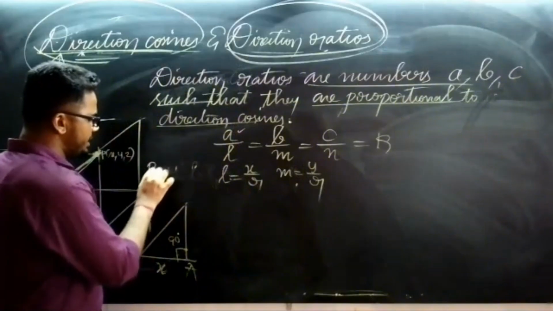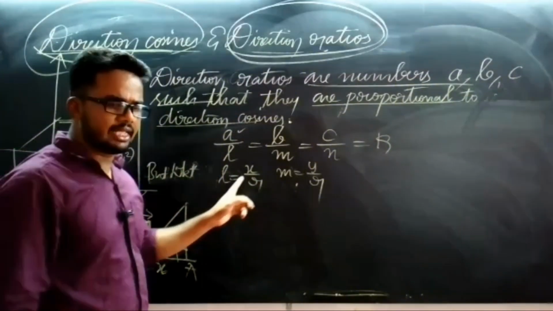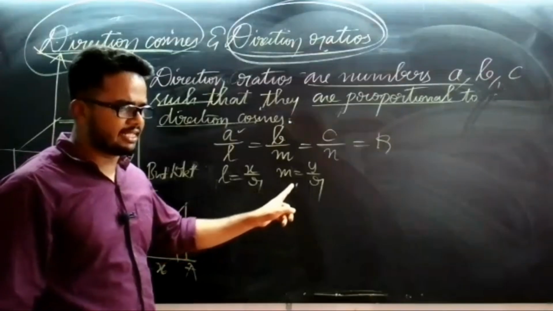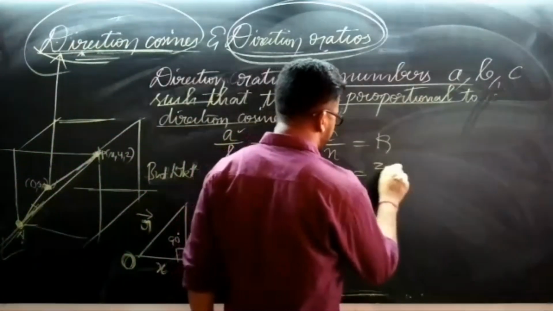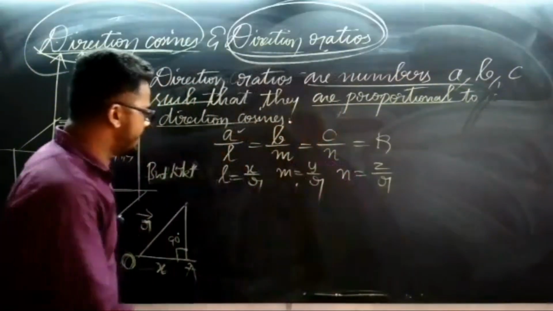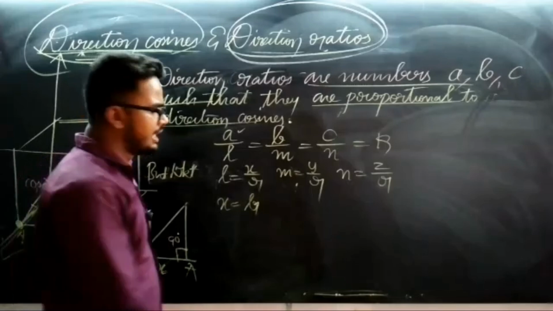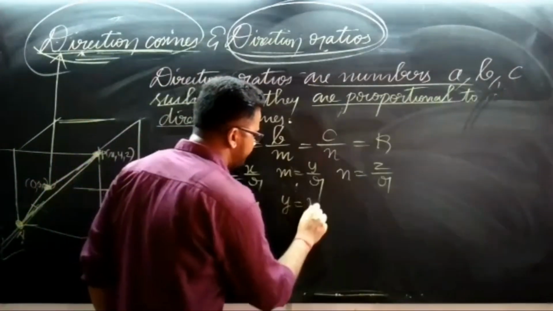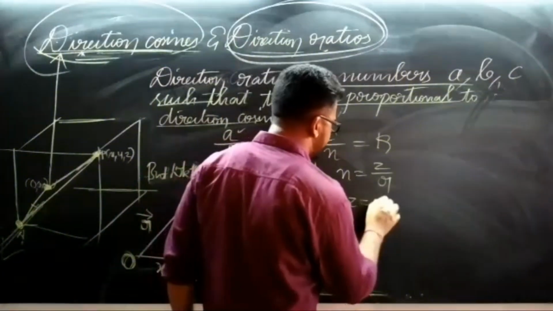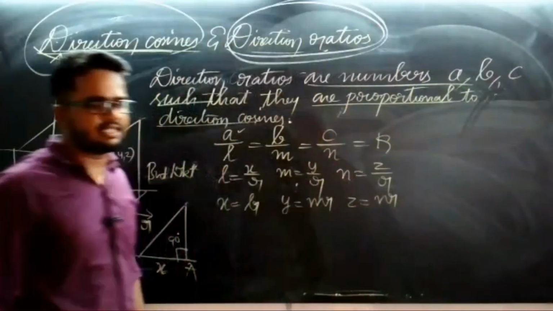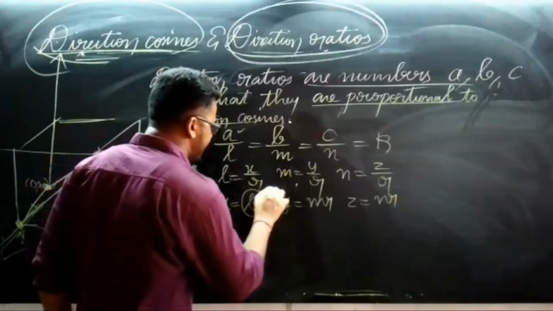But we know, it's very simple, that l is x by r. We have studied already, m is equal to y by r, n is equal to z by r, correct? Now I can take x as lr, y as mr, and z as nr. But let me call lr as a.